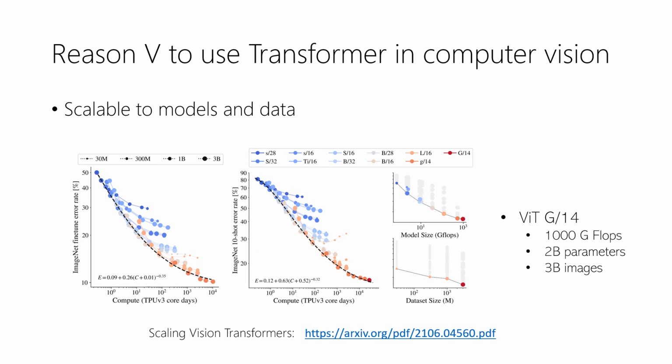The fifth reason is that the vision transformer seems able to be scaled up to very large models and very large data. In fact, a work made publicly available just 1 week ago by Google has demonstrated a 2 billion parameter model performing state-of-the-art on ImageNet 1000 image classification.